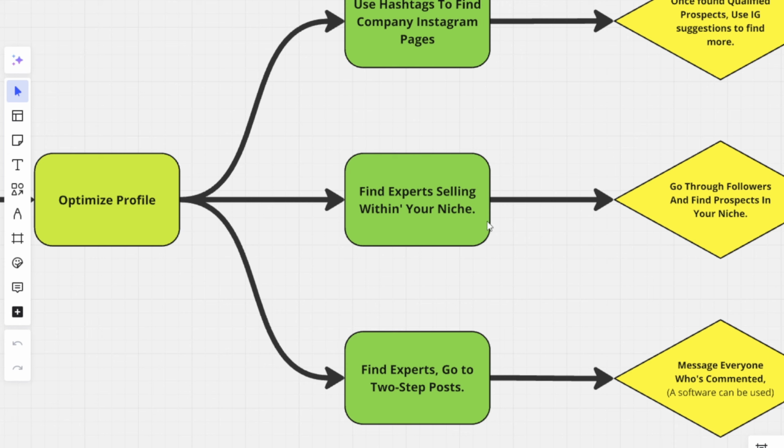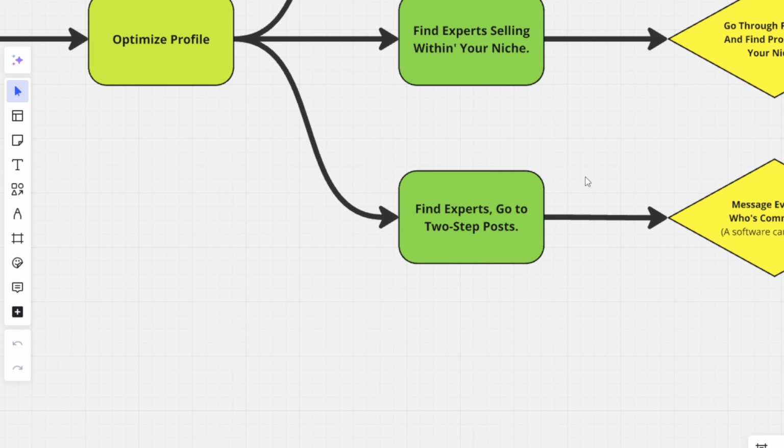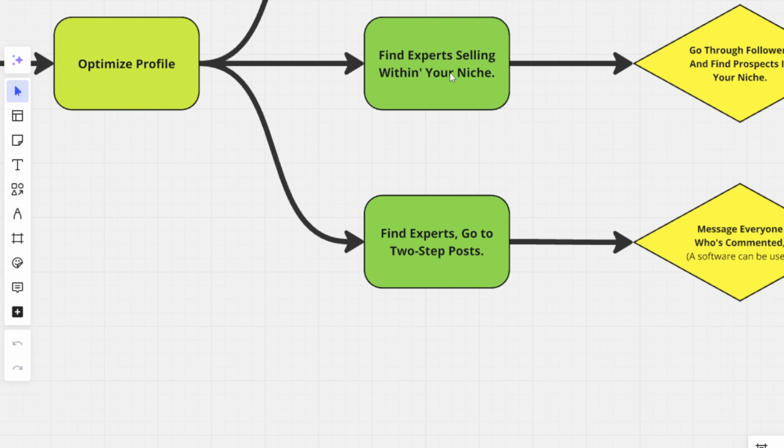Essentially, when you go to experts that are selling around the same thing that you're doing, the people in their followers are going to be people that are interested within that niche. So go through their followers, find possible prospects and send them a message. Find experts, go to two-step posts. Once you have found the experts, go to their two-step posts.